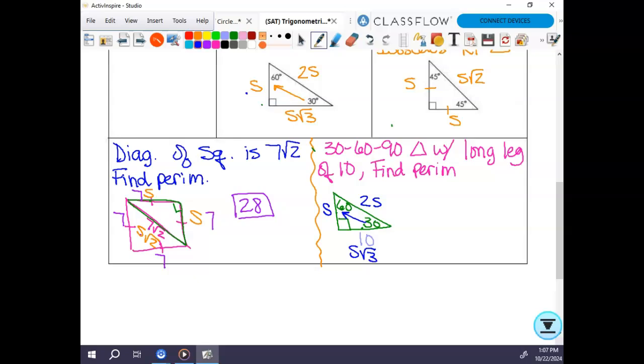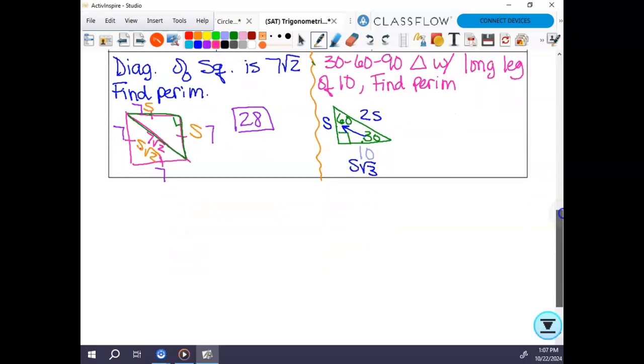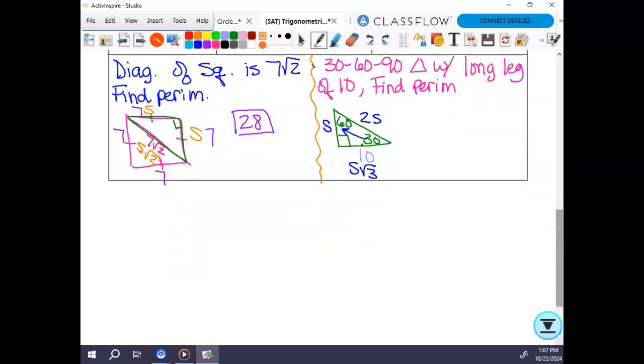Everybody okay with everything we've done so far? Then when you do that, you have set yourself up a little equation here, because basically we need to know what S is to figure everything else out. This basically says to me 10 equals S times the square root of 3. If I need to figure out S, I need to divide both sides by the square root of 3. So S is equal to 10 divided by the square root of 3.